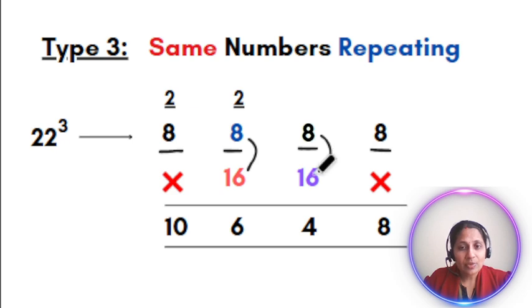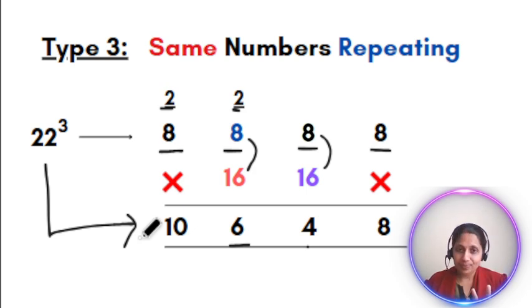So 8 times 2 gives you 16. 8 times 2 gives you 16. Now add up all the digits. The problem is done. So 8 plus nothing gives you 8. 8 plus 16 gives you 24. So 4 here, 2 carried forward, and 8 plus 16 plus 2 gives you 26. So 6 here, 2 is carried forward. Now 2 plus 8 gives you 10, and that's our cube of the number 22.